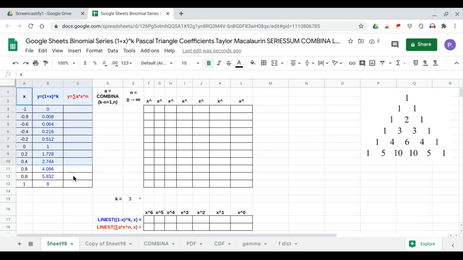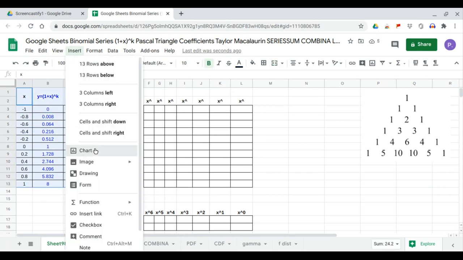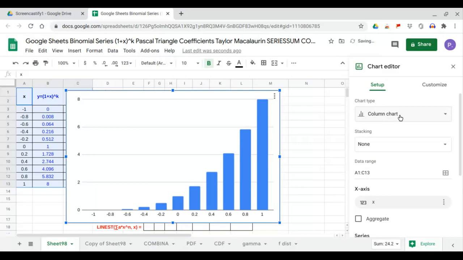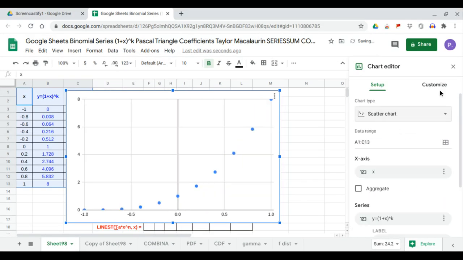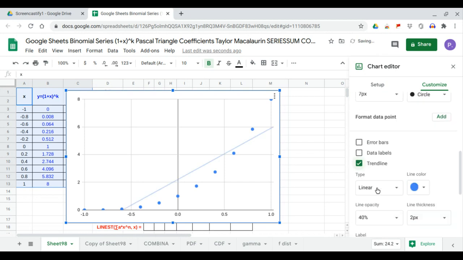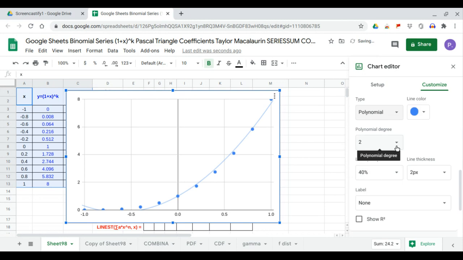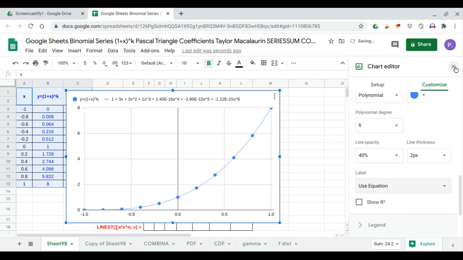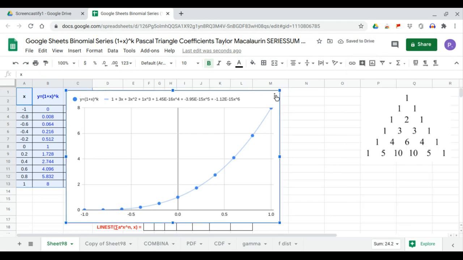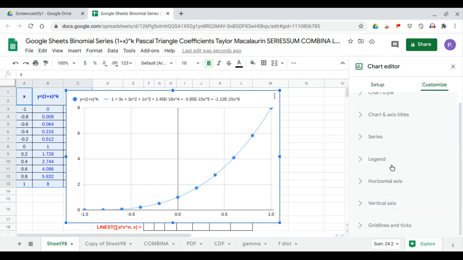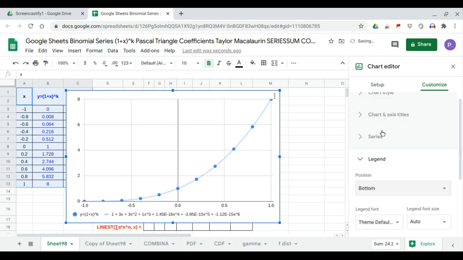And we'll chart this using scatter chart and show the trend line. Polynomial to the degree 6. Show the equation as the label. And we'll move this downwards for comparison with our regression coefficients. We'll move it at the bottom.